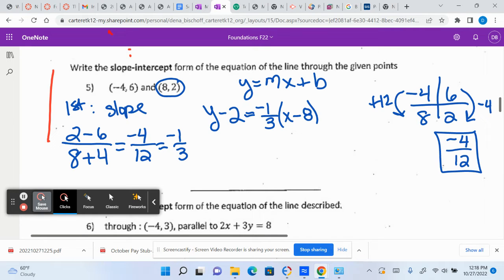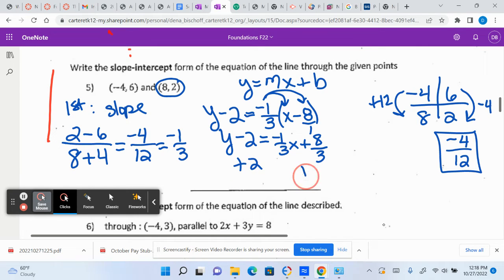So then I have to, I heard someone whisper it. Distribute. Was that you over there, Daniel? Y minus 2 equals negative 1/3 x. A negative 1 times a negative 8 is a positive 8. 3 times 1 is 3. I'm going to add 2 to both sides. So 8/3 plus 2 is, Kate? So y equals negative 1/3 x plus 14/3.